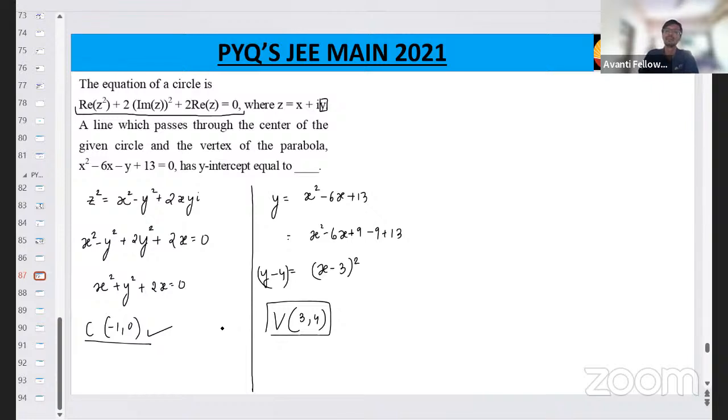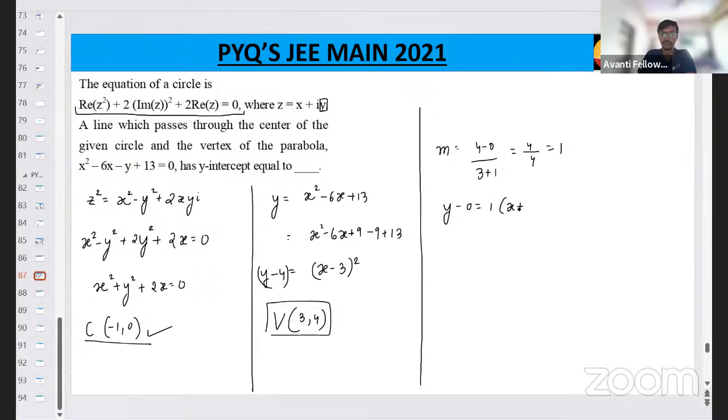And the center is -1, 0. So we can easily use the slope-point form. What does the slope-point form say? y minus y1 equals m times x minus x1. So what is the slope? 4 minus 0 upon 3 plus 1, which is 4 by 4, which is 1. So the equation of the line is y minus y1 equals m times x minus x1. I am taking this as x1 and this as y1. Got it? So y equals x plus 1.